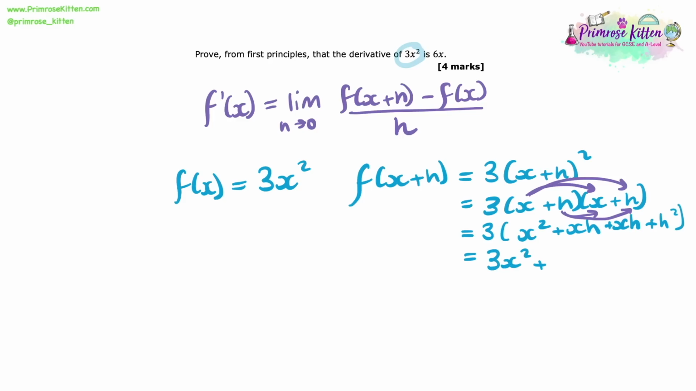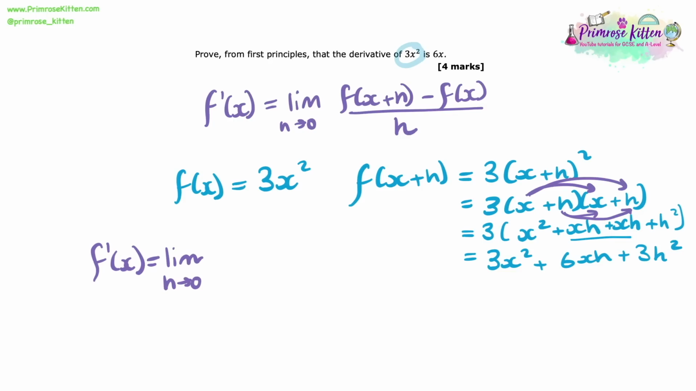So here we have 3x squared. We've got xh plus xh, which is 2xh, which we then times by that 3 and get 6xh, and then plus 3h squared. So now we know what f of x is, and we know what f of x plus h is, all simplified. Remember, I don't like to rush this, let's do that first.